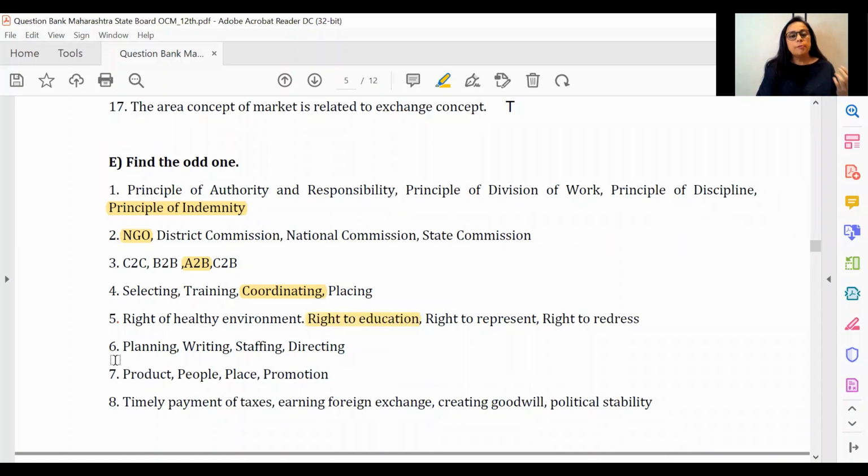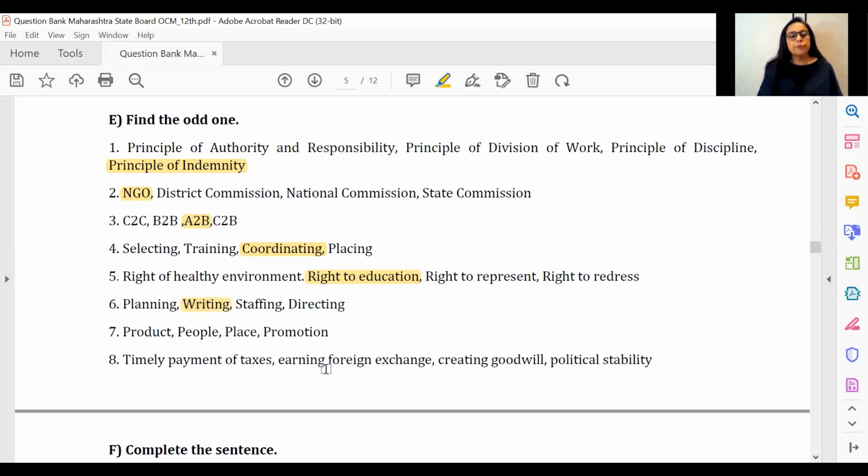The next one, planning, writing, staffing, directing. Very clearly, the other 3 are management functions. Writing is the odd one out. This question has been asked in the September paper, even though it does not appear in the odd one out options behind the chapter in the exercise. So this came from the question bank.